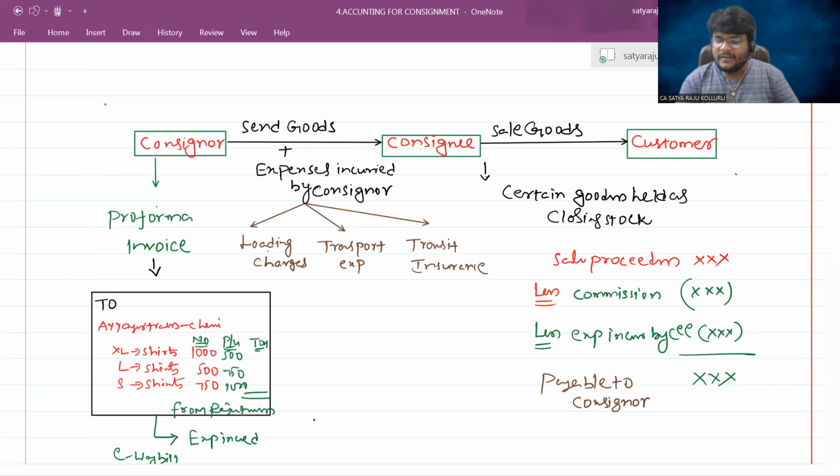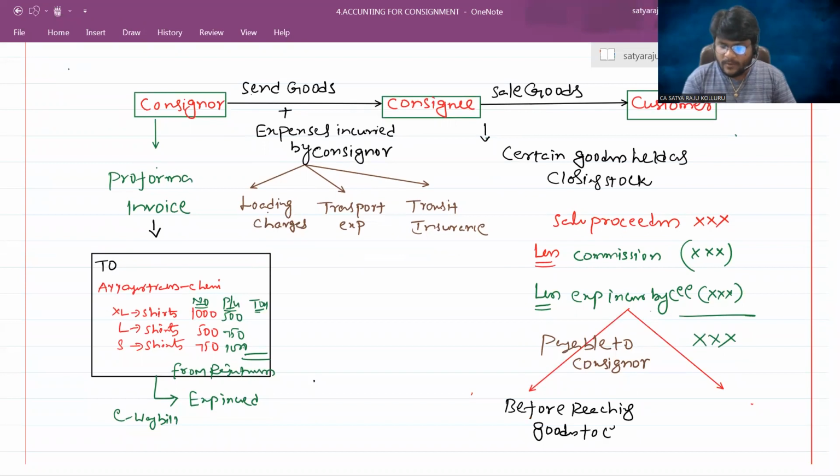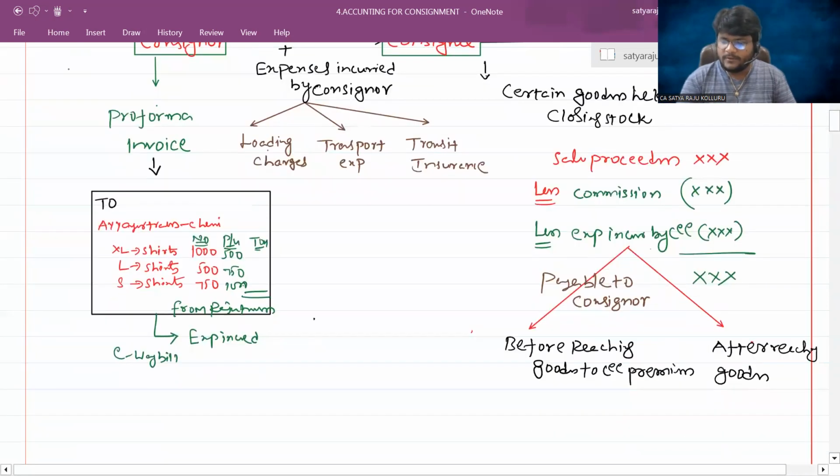And the next thing is, sir, just here you wrote expenses incurred by consignee simply. Which type of expenses are generally incurred by the consignee, sir? Concentrate, all of you. Expenses incurred by the consignee at two different time intervals. One is before goods reach the consignee premises, and the other is after goods reach the consignee premises.